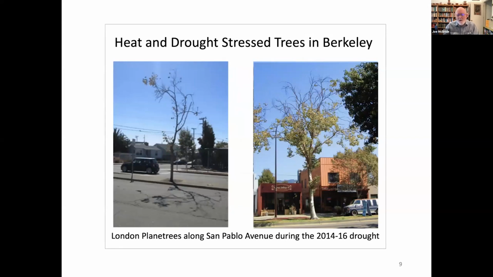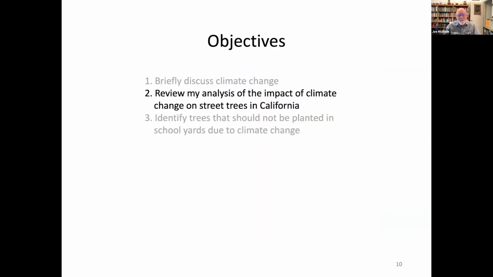During that drought period, trees in Berkeley, California, were significantly impacted by the increased summer temperatures and the lack of water for irrigation. And here are a couple of typical London plane trees along San Pablo Avenue in Berkeley that are exhibiting a significant loss of foliage as a result. And some trees along San Pablo actually perished during this drought.